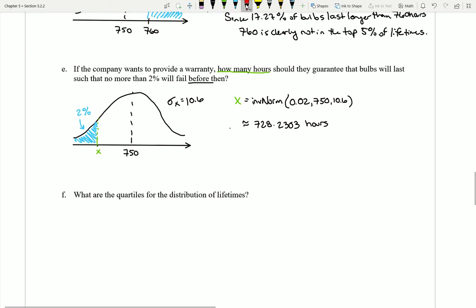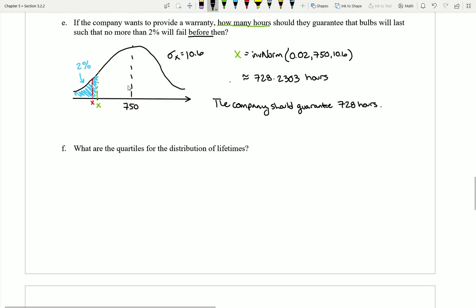Notice that if I was to slide my X over to make a new X, if I went down, I would have something a little bit less than 2%, which is exactly what I want. If I moved up a little bit, I would shade more than 2%, which apparently is not okay. So I can say here that the company should guarantee 728 hours. That seems to make sense. That would allow me to move down a little bit and still make sure I didn't guarantee more than 2% of bulbs or provide a warranty for 2% of bulbs.